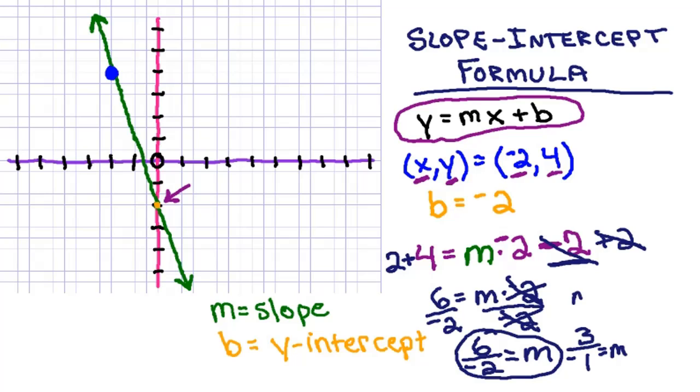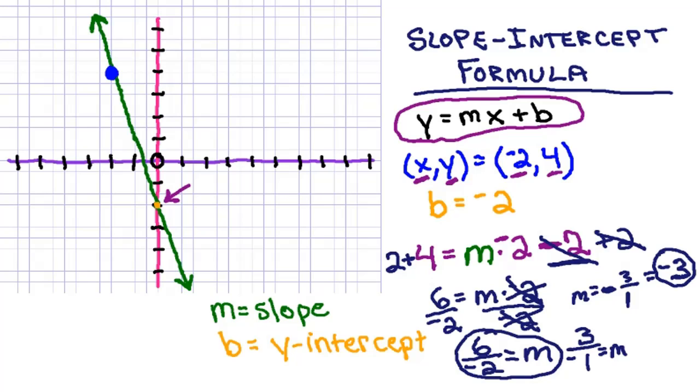Or you can just write m equals negative 3 over 1. The negative sign doesn't have to be attached to the 1. You can just write negative and then 3 over 1. And of course this can finally be reduced down to just plain old negative 3, which is the same thing as negative 3 over 1.